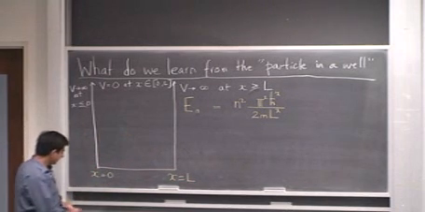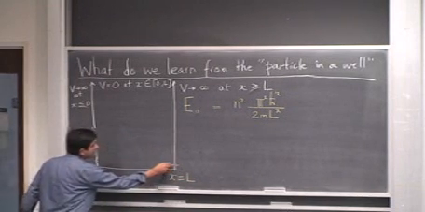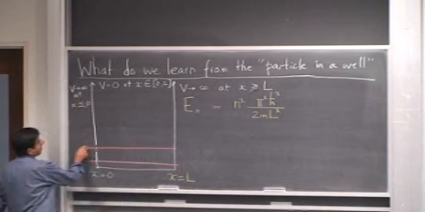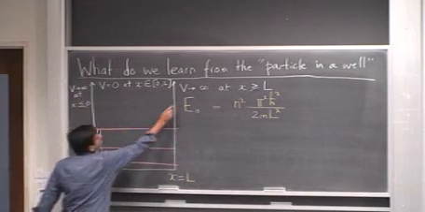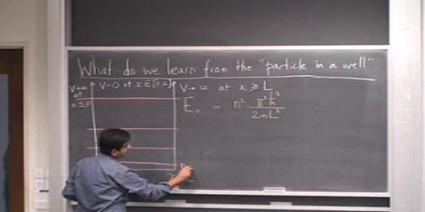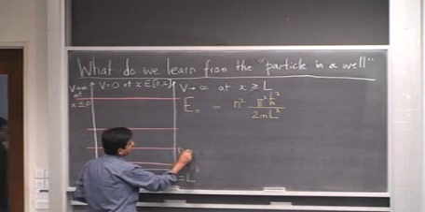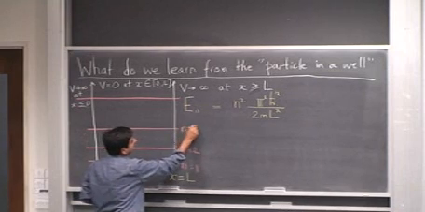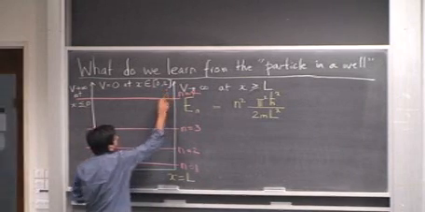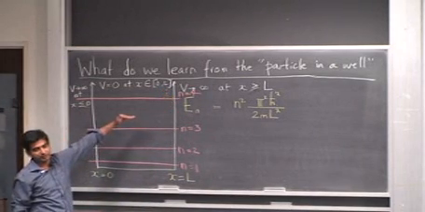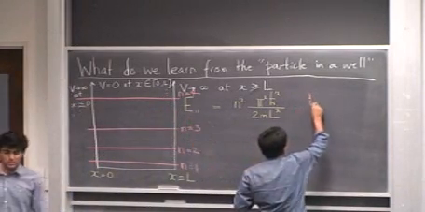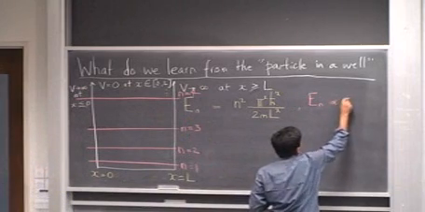So what we could say is that there are in fact discrete energy levels for the electron inside this well. And as n goes up, so this is n equals 1, which represents the ground state, n equals 2, the first excited state, n equals 3, n equals 4, and so on. And the spacing between these levels is not constant. It increases quadratically. So En is proportional to n squared.